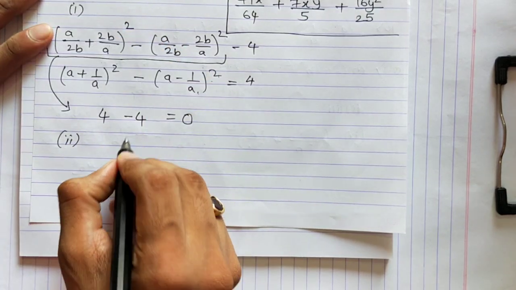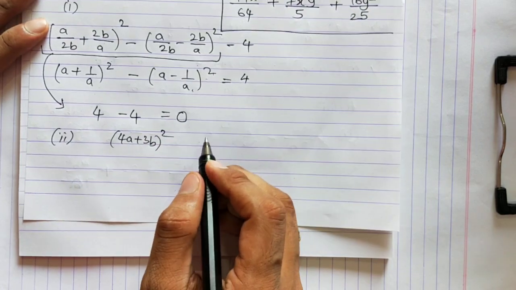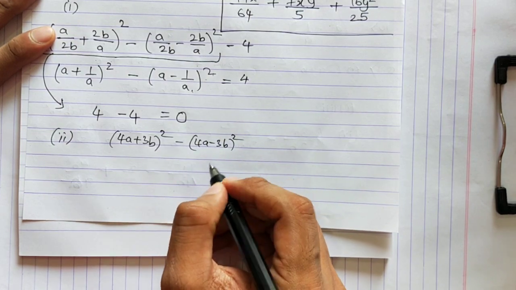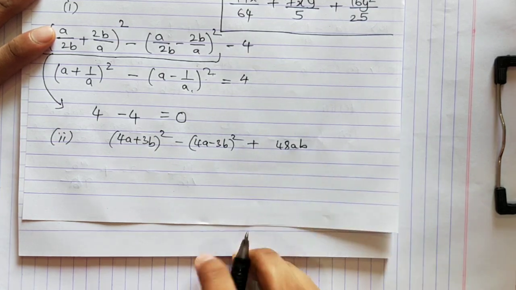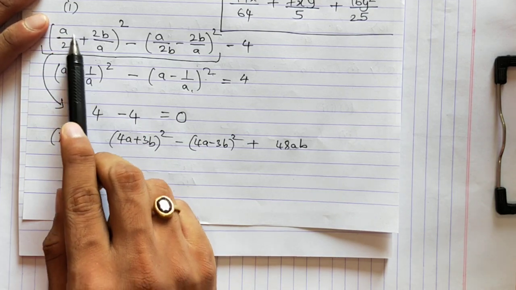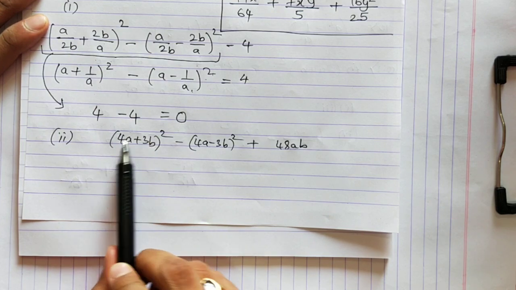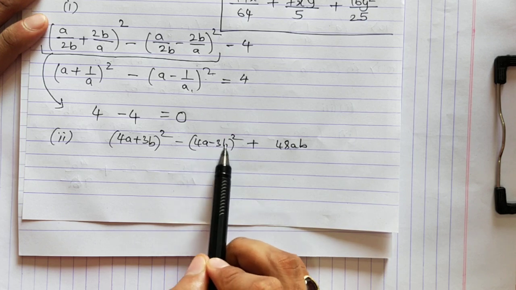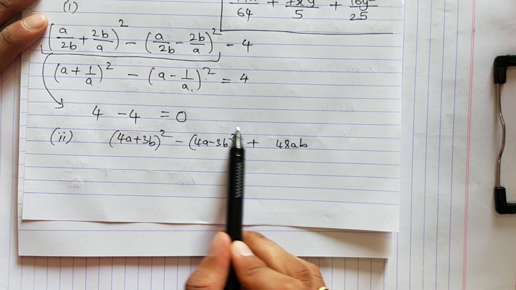The next sum is (4a plus 3b) the whole square minus (4a minus 3b) the whole square plus 48ab. Okay, there is a slight difference here. See, in the previous question the first term and second term were reciprocal of each other, but here the first term and second term are different. (4a plus 3b) the whole square minus (4a minus 3b) the whole square. Terms are different, but the pattern is the same, correct?